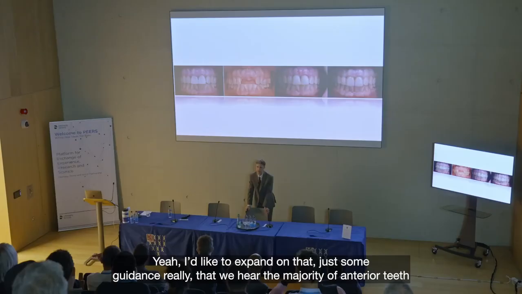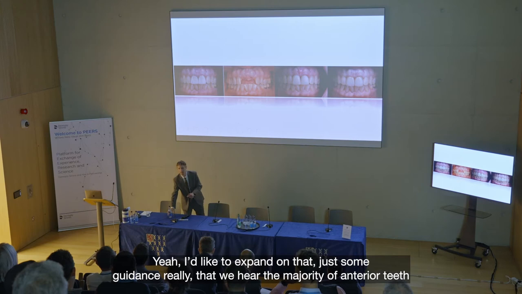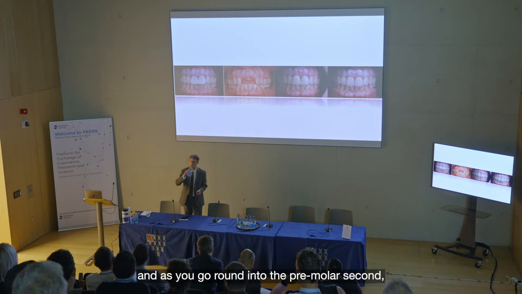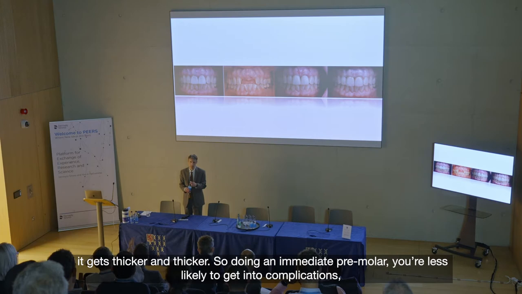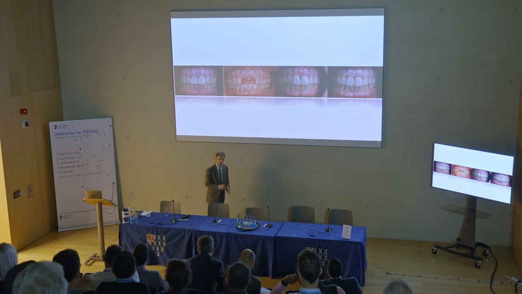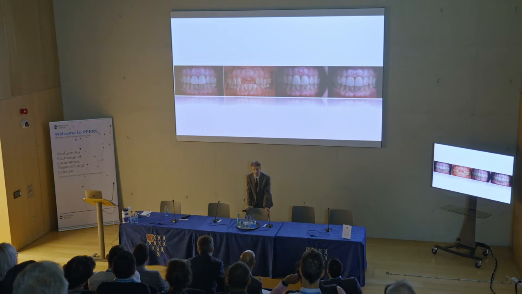Yeah, just to expand on that, just some guidance for it over here. The majority of anterior teeth have very thin buccal plates. Yeah, it's 0.6 millimeters, less than 0.8. And as you go around in the premolar segment, it becomes thicker and thicker. So when you're doing the meat of the premolar, you're less likely to cross, even though those gaps are there. Yeah, agreed. The average central is 0.6, the lateral is 0.6 to 0.7, the canine is 0.7. So, yeah, it's kind of interesting.